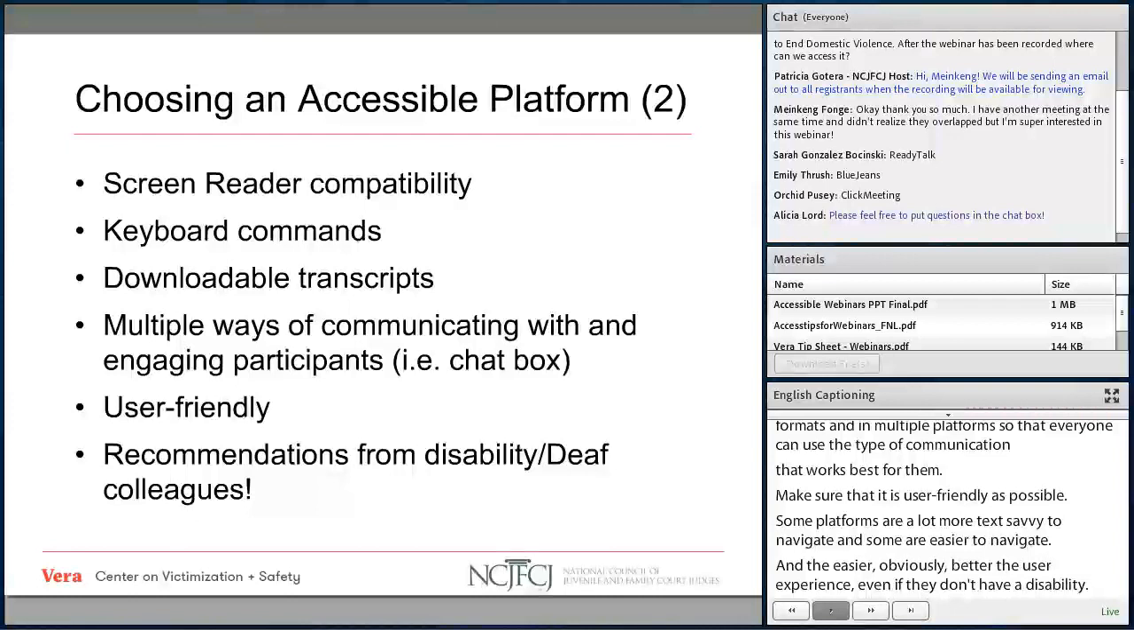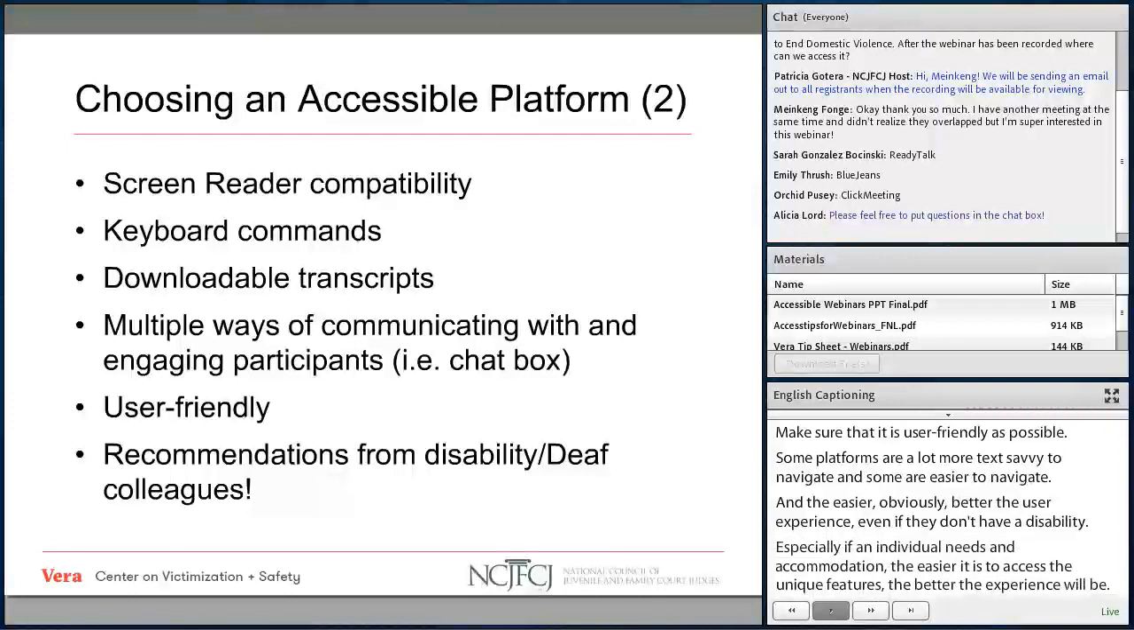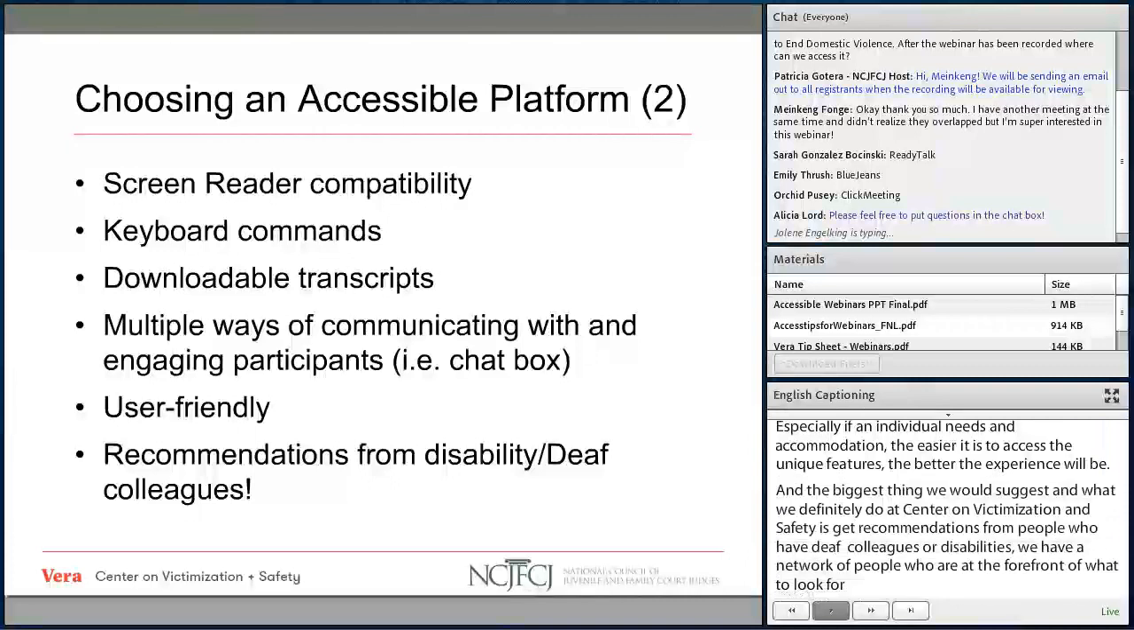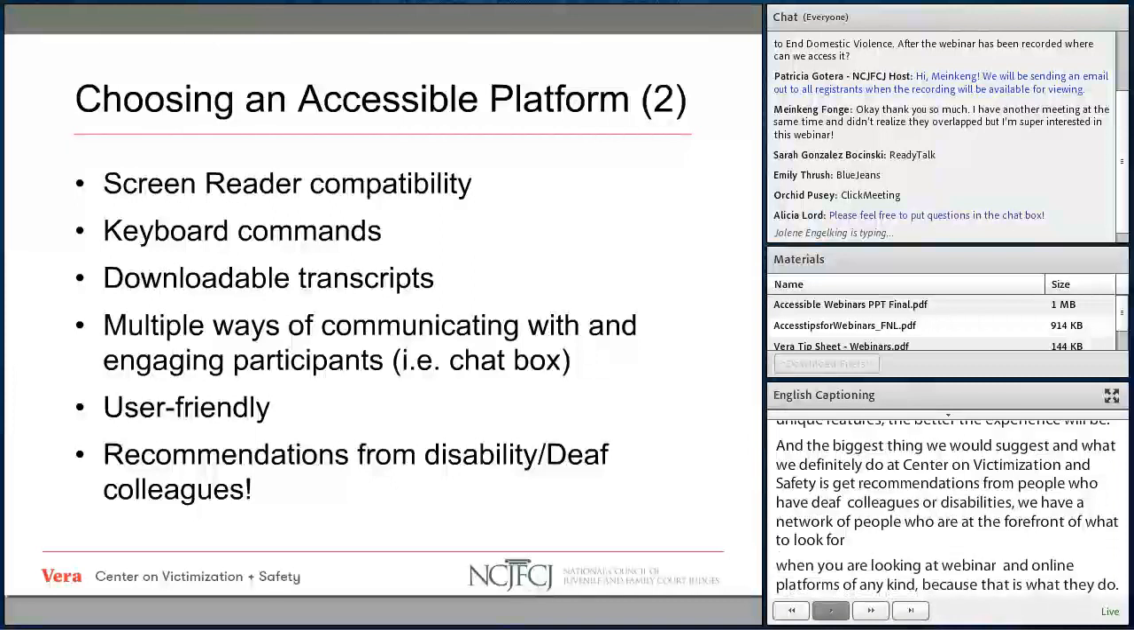And the biggest thing that we would suggest, and what we definitely do at the Center on Victimization and Safety, is always get recommendations from people that have disabilities or deaf colleagues. We have a wide network of people who work in the field who are really at the forefront of what to look for when you're looking at webinar and online platforms of any kind, because this is what they do. This is what their expertise is in, and they can easily provide you with input around what can meet your specific needs while still meeting the access needs of your audience.